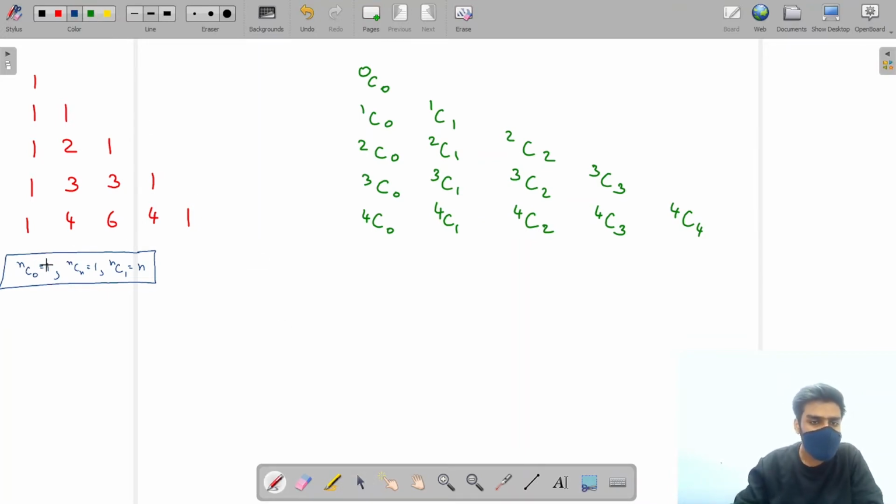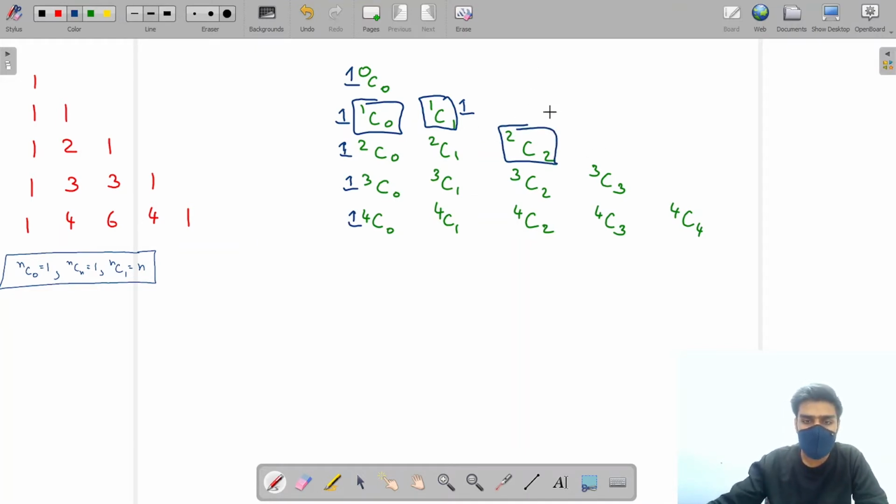Yes, NC0 is 1. So NC0, that means 0C0, where N can be 0, is 1. I'll write 1 here. Now NCN is 1, like 1C1, which is 1. And NC0 is also 1, and all NC0s are 1. So all of these are 1, because the NCNs are also 1.